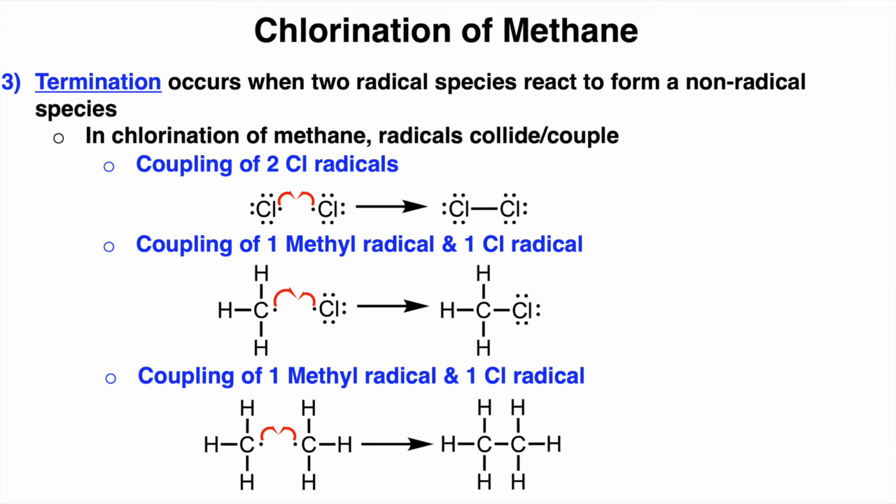And the third part of the mechanism is termination, which occurs when two radical species react to form a non-radical species. In chlorination of methane, several radicals collide and couple to form several possible products. When you draw out a radical mechanism, however, it's not necessary to draw all of the possible termination steps. Just focus on the one that produces the desired product in the problem.